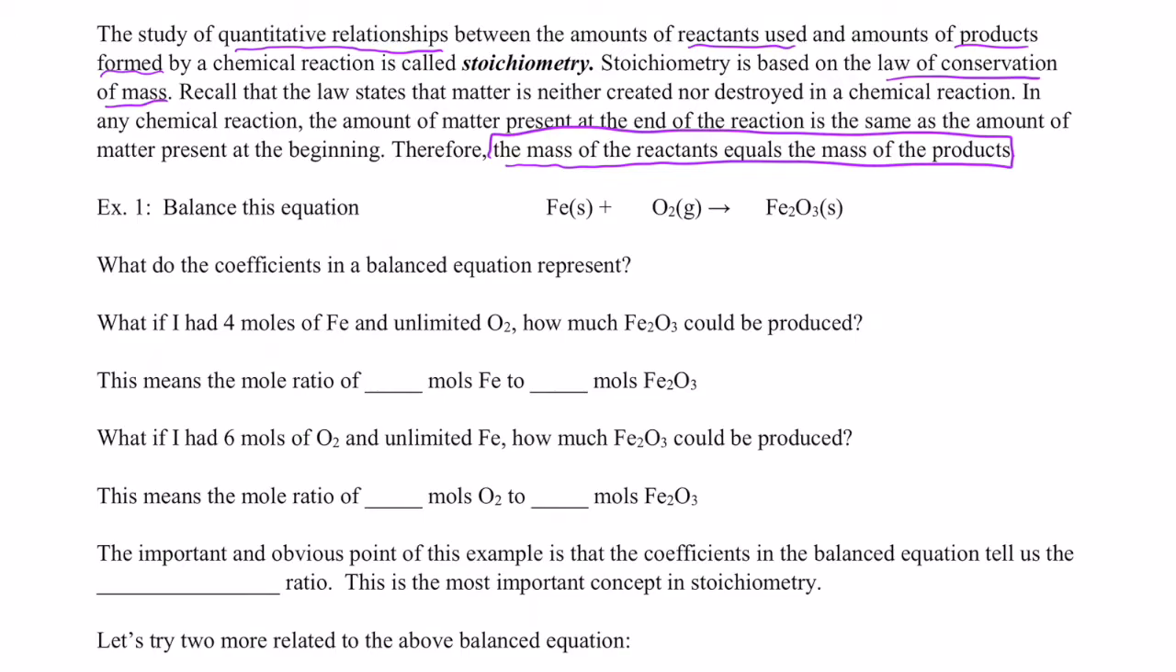So let's take a look at this equation here. If I put a 2 in front of Fe2O3 and a 3 in front of O2 and a 4 in front of Fe, you can see that that equation balances quite nicely. It's a 4 to 3 to 2 mole ratio. The coefficients represent the mole ratio, as I just said. So for every 4 moles of iron that I'd like to react, I have to have 3 moles of oxygen. And when 4 moles of iron react with 3 moles of oxygen, I will produce 2 moles of iron(III) oxide.